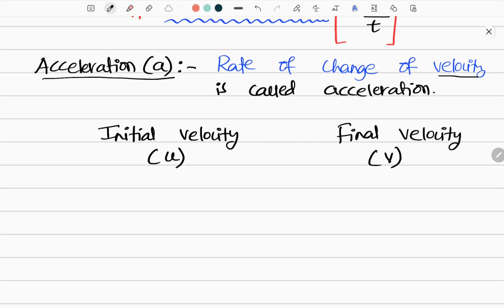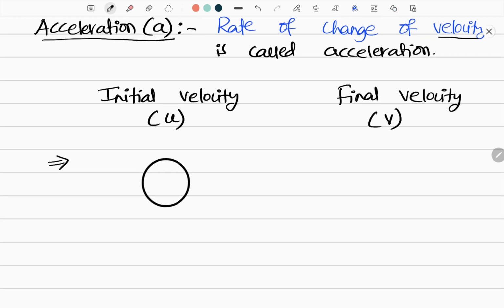All right, let us discuss this acceleration concept with the help of an example. For example, there is a body. Usually in physics, a body means we show it as a circular body. It is moving with some velocity, let me call it u. What is u? Already I told you, u means initial velocity.